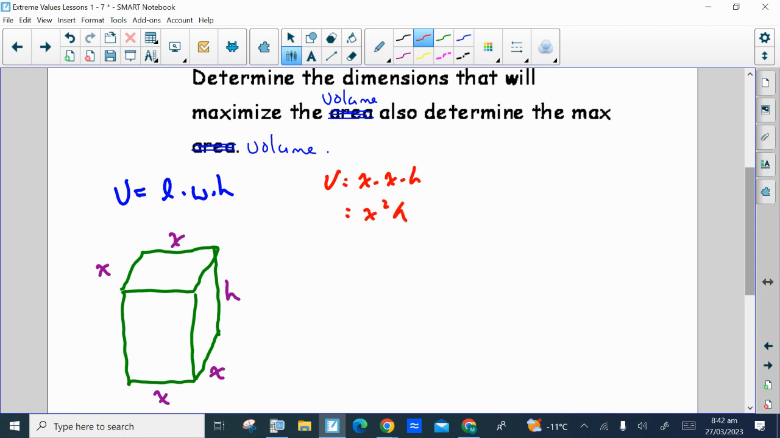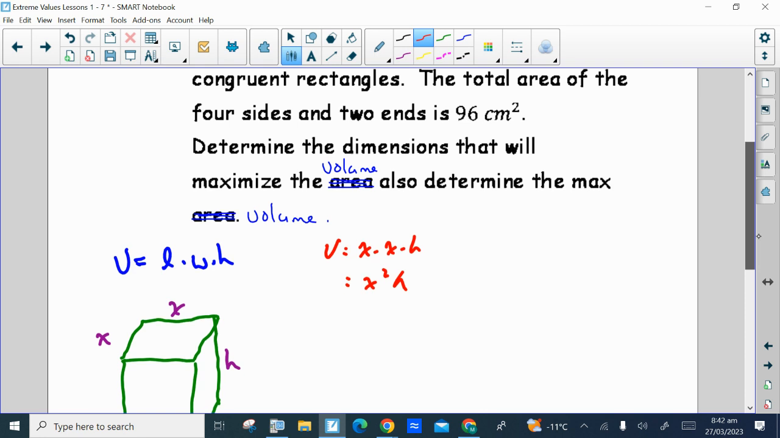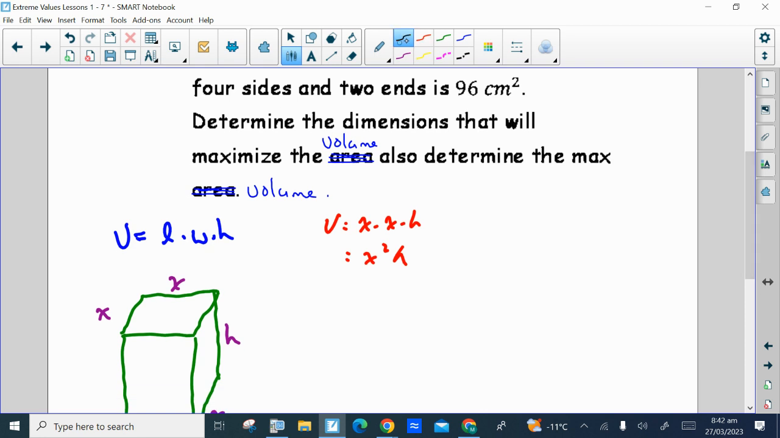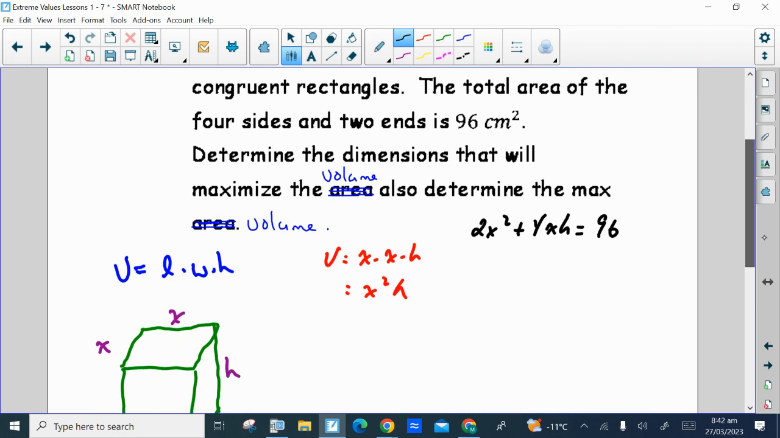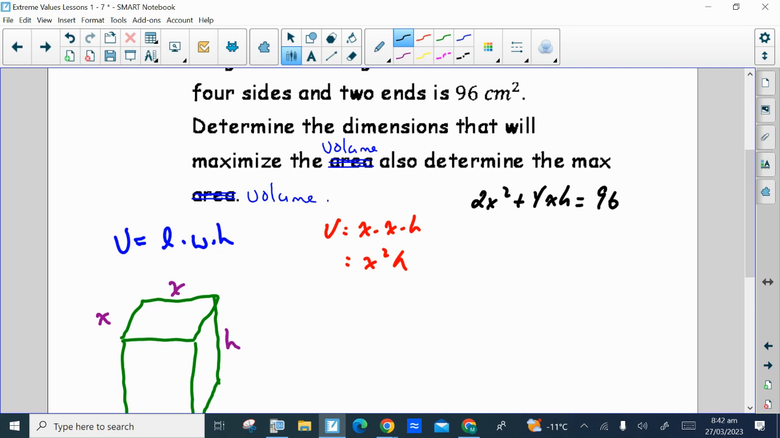But once again, we need to have the volume in terms of only one variable. Right now we have two. So we can use the fact that the surface area is 96 centimeters squared. The surface area of this box would be your top and bottom, which are congruent squares. They measure x by x, and there's two of them, so 2x squared plus, then you have four rectangular sides that measure x by h, so 4xh, and that will equal 96, because we're told that's what the surface area is. This allows us then to express h in terms of x.